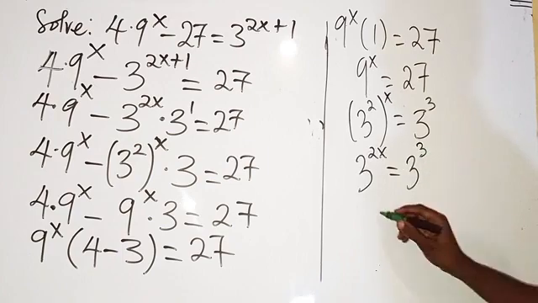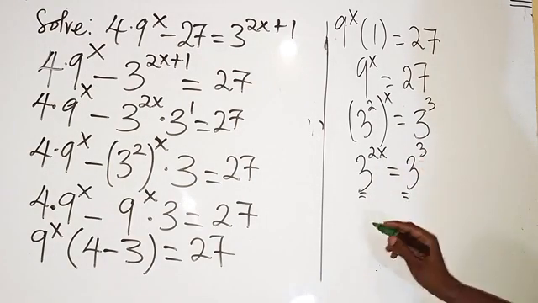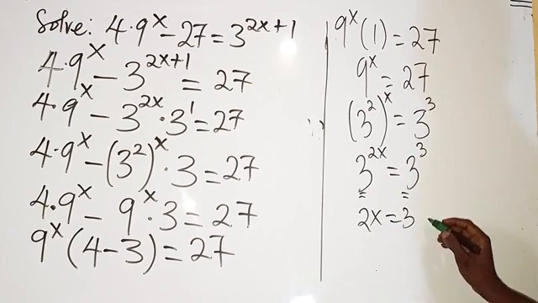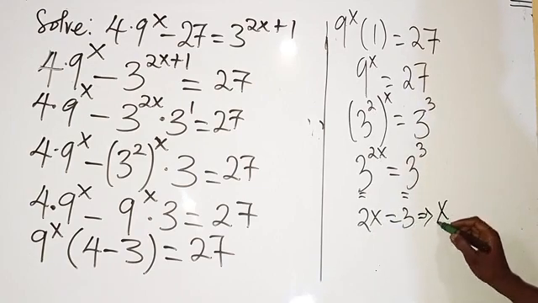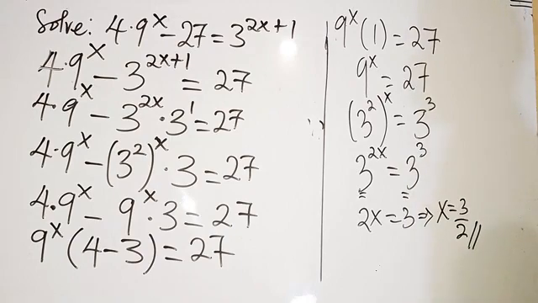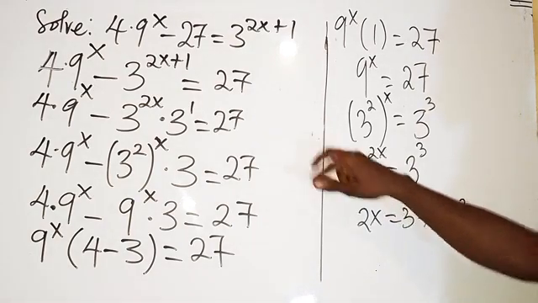So now we have the same base, and from the law of exponents their exponents will be equal. We have 2x equals 3. So therefore this implies that x equals 3 over 2, right? And that is the solution to the problem. So we have x equals 3 over 2 to be the solution to the problem we have here.